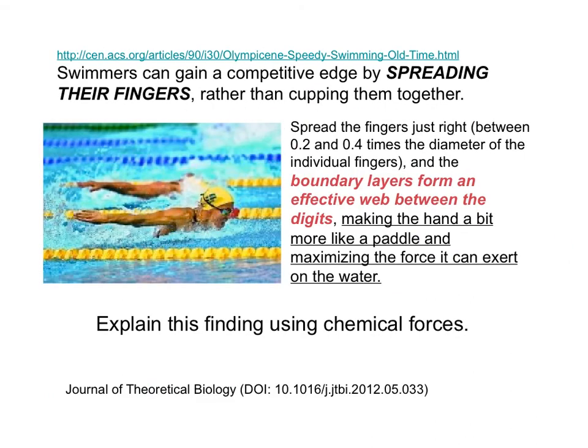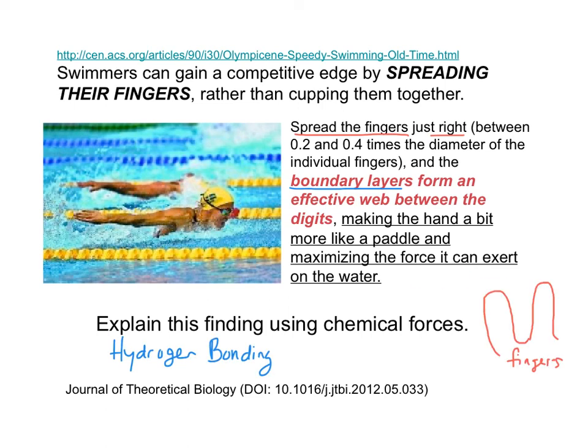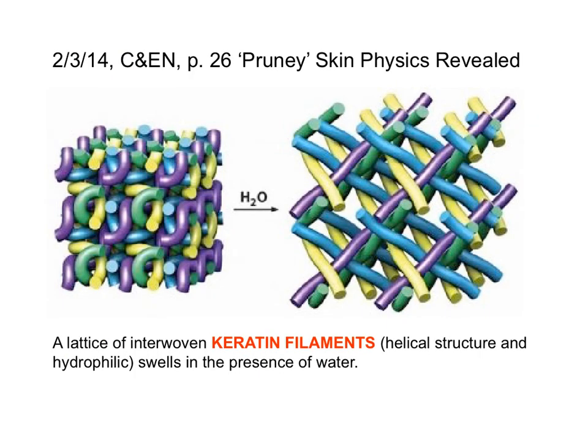If you're a swimmer, did you know you can swim faster by spreading your fingers just a little bit so that a boundary layer forms between your fingers? This makes your hand more like a paddle so you can swim faster. Stop the video and use chemical force to explain what's happening. And the answer is hydrogen bonding again. The water between your wet fingers can form hydrogen bonds. The water molecules sticking together between your fingers form the paddle. And if you stay in the water long enough, your skin gets pruny. It turns out that water molecules get in between these protein filaments and swell up.